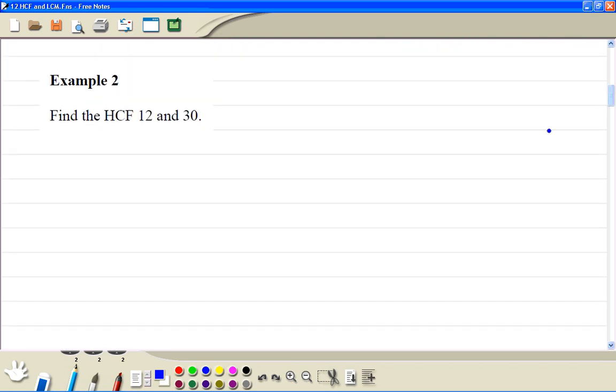Example 2. Now we're talking about the highest common factor. Again, the list method. So we write all the factors of 12. So the factors of 12 are 1, 2, 3, 4, 6 and 12. All these numbers can go into 12. Then we write factors of 30: 1, 2, 3, then 5, 6, 10, 15 and 30.